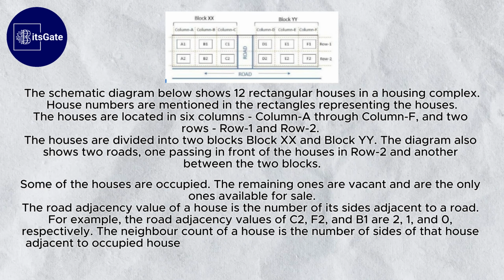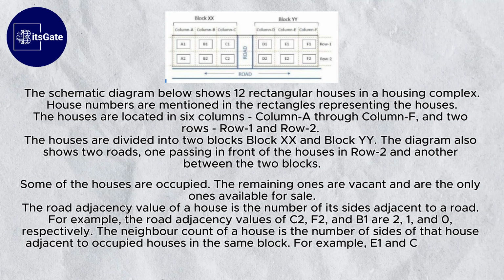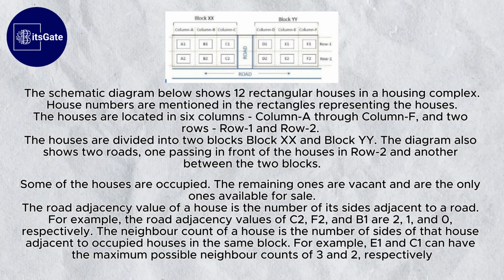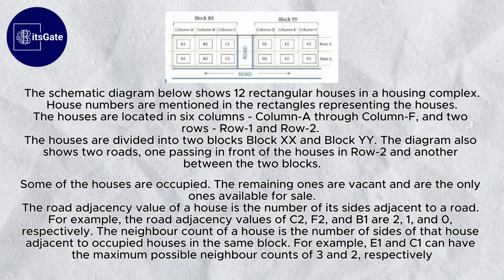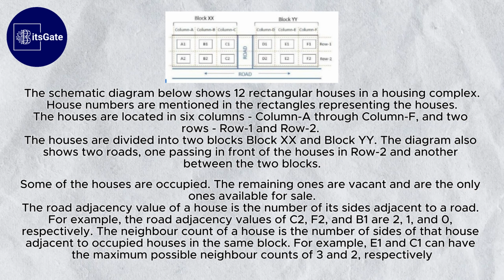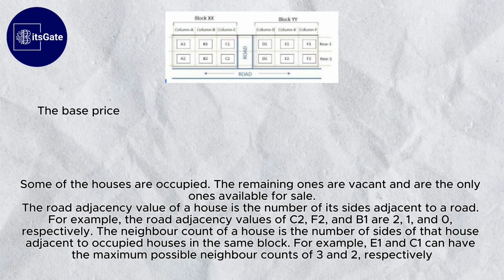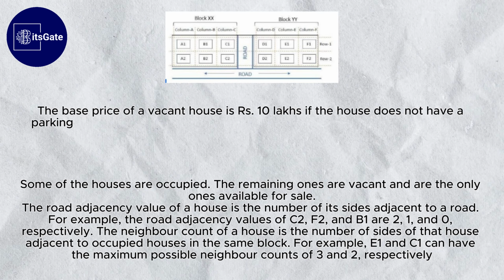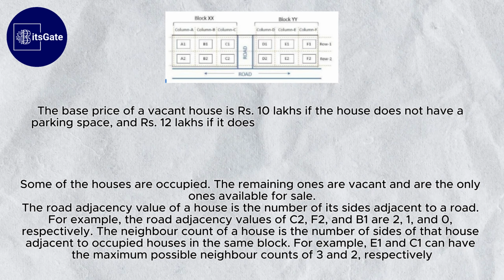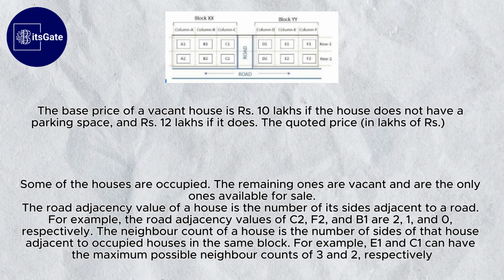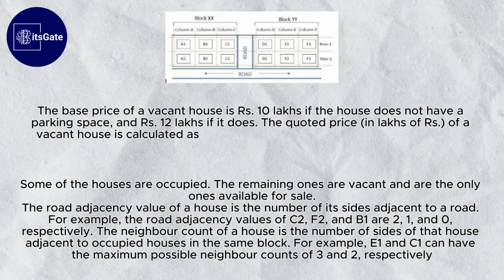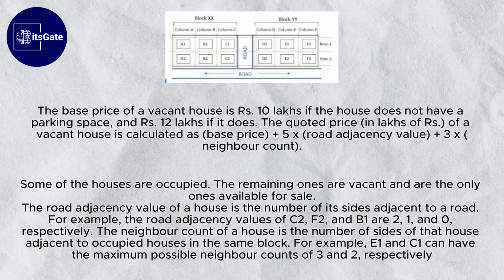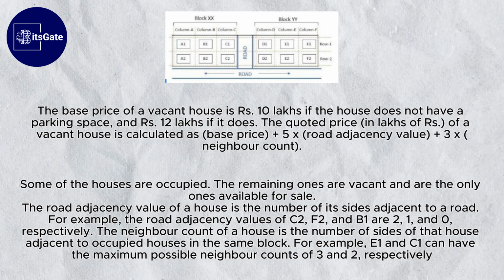The neighbor count of a house is the number of sides of that house adjacent to occupied houses in the same block. For example, E1 and C1 can have the maximum possible neighbor counts of 3 and 2 respectively. The base price of a vacant house is rupees 10 lakhs if the house does not have a parking space and rupees 12 lakhs if it does. The quoted price in lakhs of rupees of a vacant house is calculated as base price plus 5 into road adjacency value plus 3 into neighbor count.